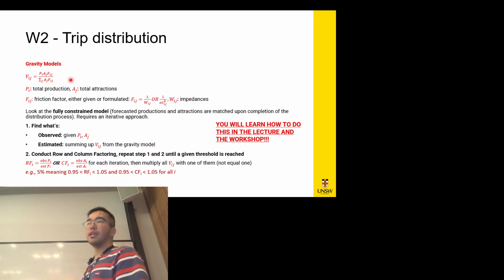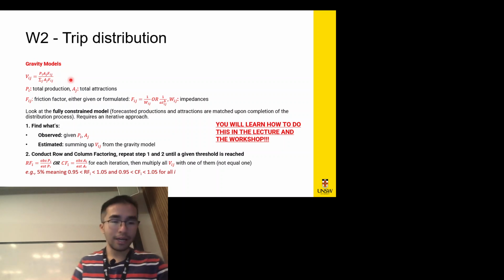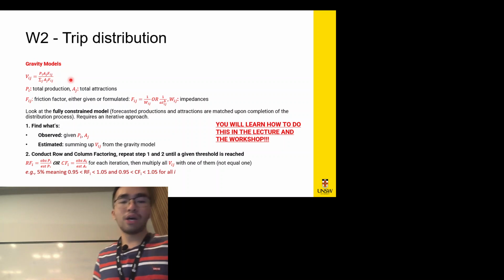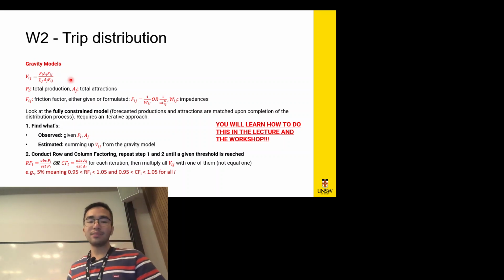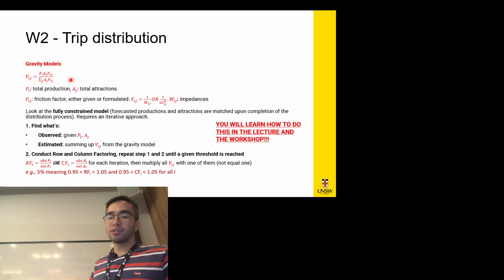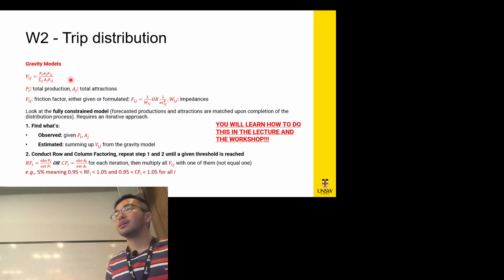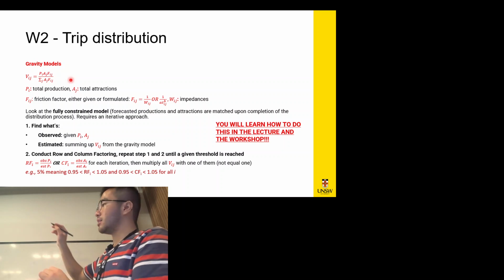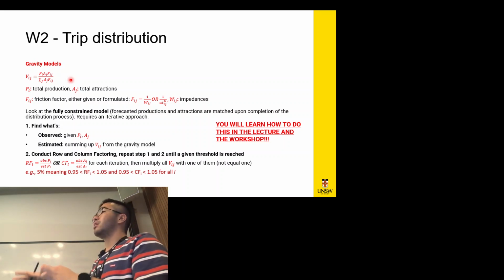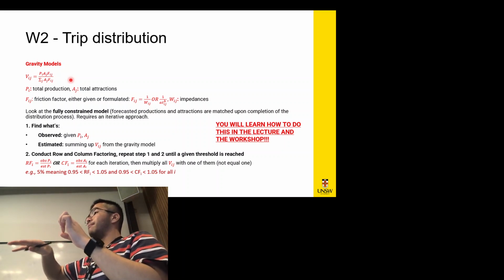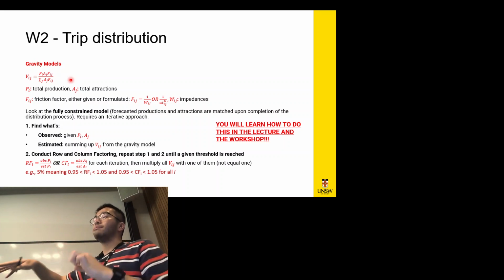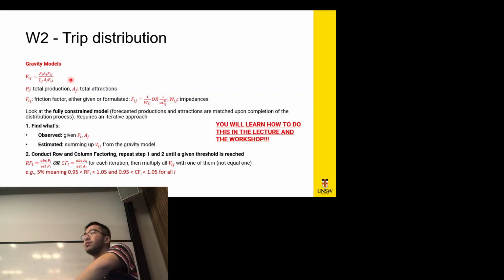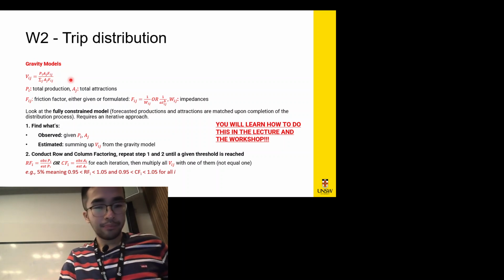Okay? And often we need to, and this may sound a little bit gibberish right now because it's week 1 at the moment, but we need to look at the fully constrained model. Okay? So forecasted productions and attractions are matched upon completion of the distribution process. And this requires an iterative approach. Okay? So what's happening is that the total number of attractions to and from each zone is equal to the total number of productions. So they have to equal each other.